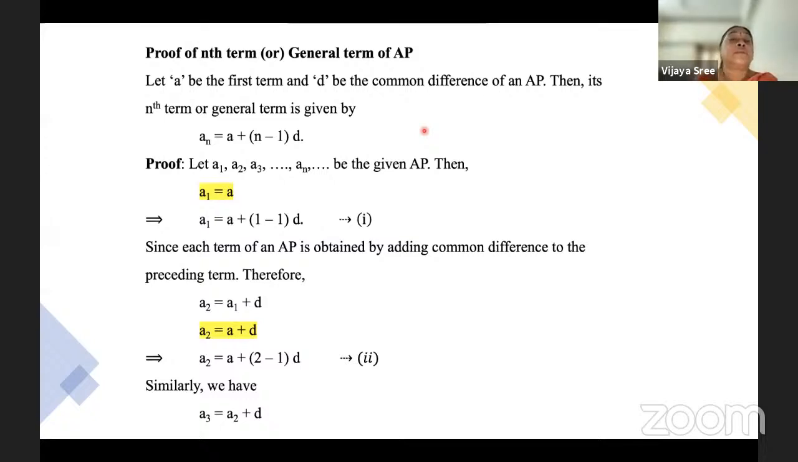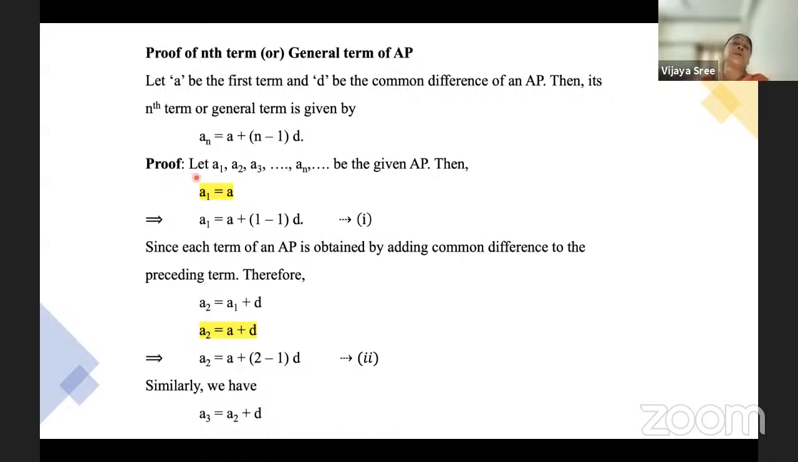Proof of the nth term, or general term, of an arithmetic progression. Just now we observed a plus d, a plus 2d, a plus 3d, a plus 4d, and so on, a plus (n minus 1) times d. Here, let a be the first term and d be the common difference of an arithmetic progression. Then its nth term, or general term, is given by a_n equals a plus (n minus 1) times d. So, the proof. How to prove this?